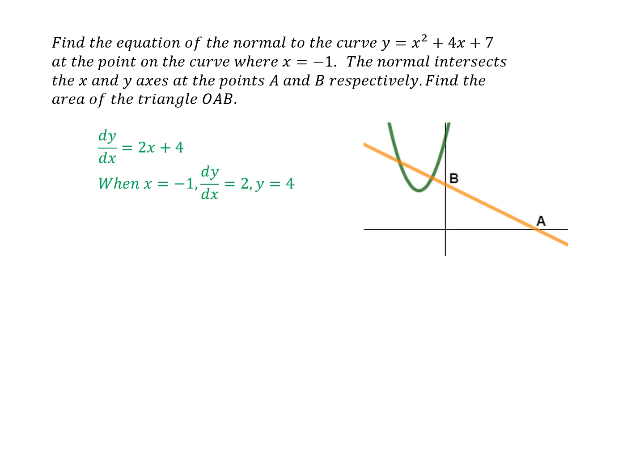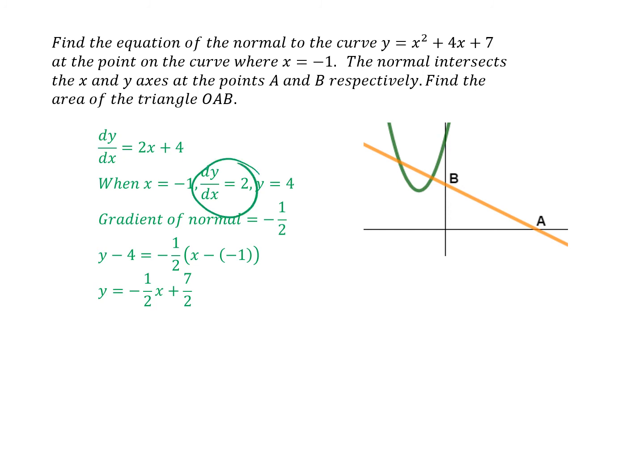But dy/dx is the gradient of the tangent to the curve here. And I want the gradient of the normal, so I'll need to do the negative reciprocal of that. And so the gradient of the normal is minus a half. So here's the gradient of the tangent, so the gradient of the normal is minus a half, and I've got the coordinates of the point on the line.